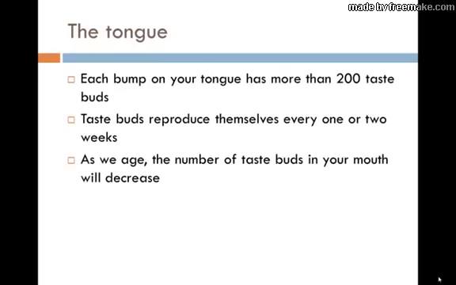A little information about the tongue, which is the way that you sense taste: each bump on your tongue has more than 200 taste buds. So you have a lot of taste buds that can help you receive chemical information. Taste buds reproduce themselves every 1 to 2 weeks. So if you've ever burned your tongue and your taste declines for a while, usually that goes away pretty quickly, and that's because your taste buds can reproduce and heal themselves.